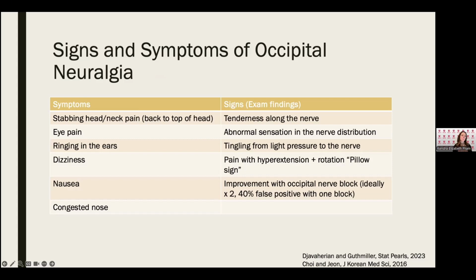And then having improvement with an occipital nerve block, and ideally twice, because there is a 40% false positive rate with having just one nerve block, because other conditions like migraine or cluster headache can actually respond to occipital nerve blocks as well. So many clinicians feel if there are two times that somebody responds, it's more likely to be occipital neuralgia, though it's not necessarily a guarantee.